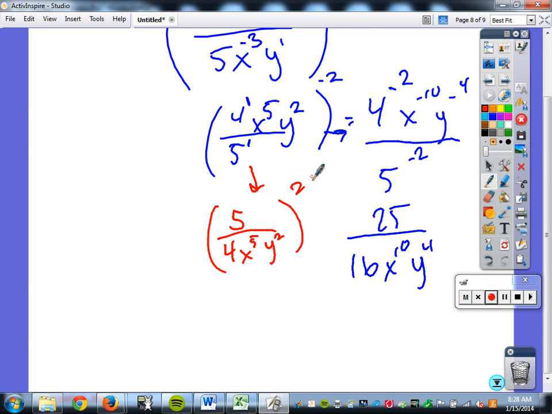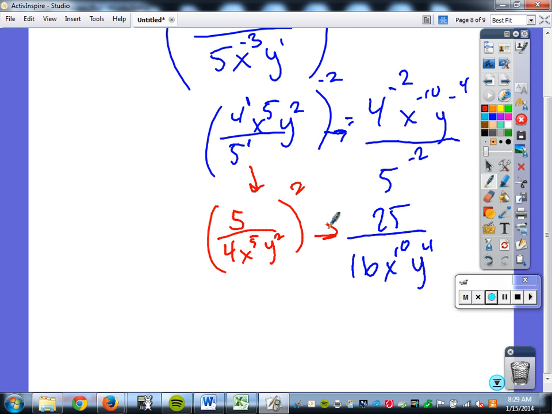And go from a negative to a positive. Because notice that negative automatically makes everybody jump the line anyway, right? Does everybody see that? So do you see how everything that was upstairs jumped down, everything down jumped up? By getting rid of the negative. Now, what's 5 squared? 25. What's 4 squared? 16. What's x to the 5th squared? X to the 10th. Y squared squared? Y to the 4th. Notice we still get the same answer. Okay? There's 2 options there.